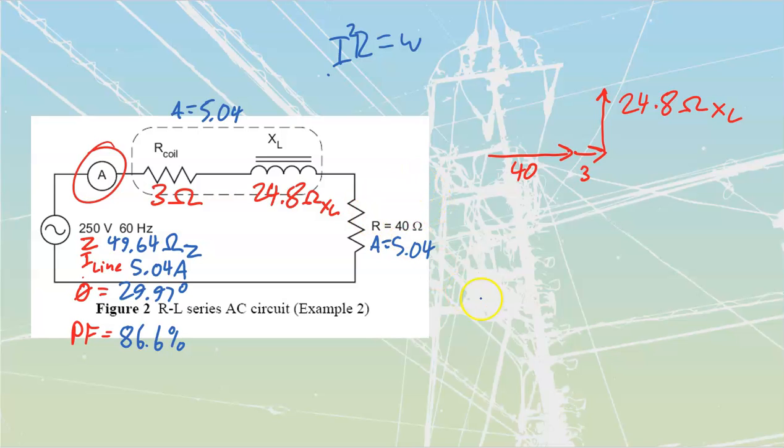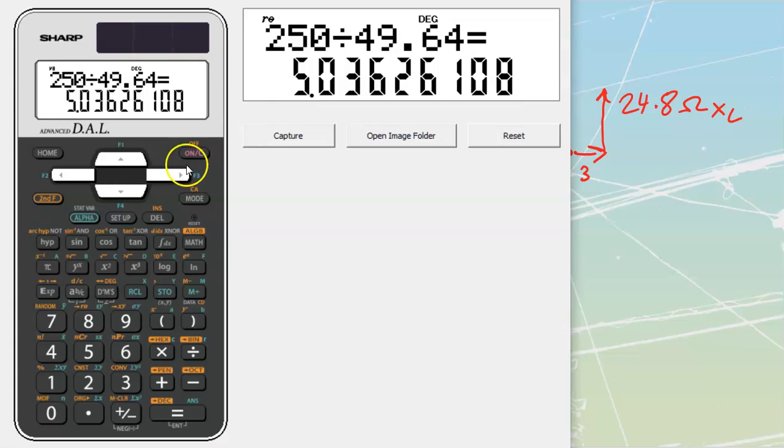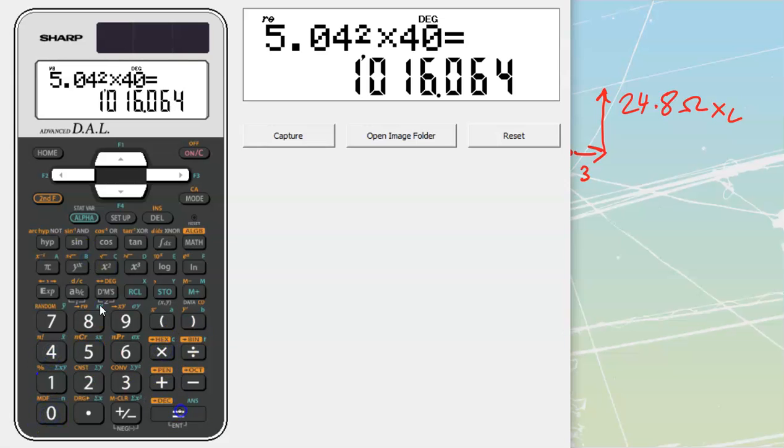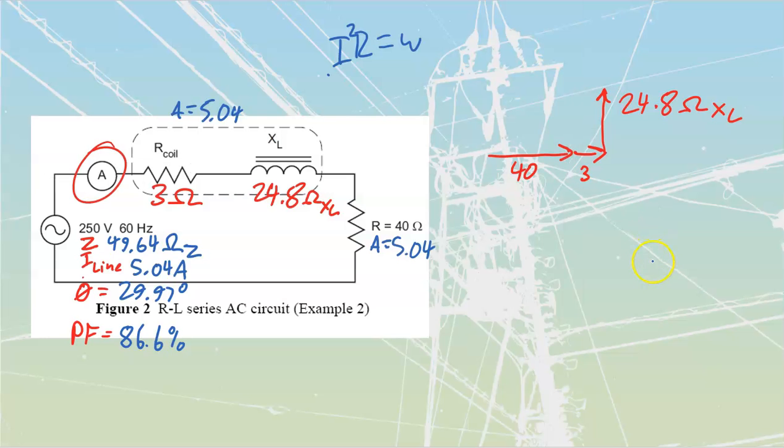So 5.04 squared multiplied by 40 gets me to a value of 1,016 watts. They rounded theirs down to 1,000 watts because they rounded down their 5.04. We got 1,016 watts over here for this one.